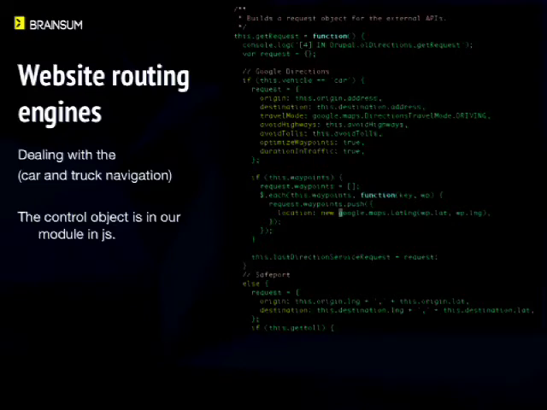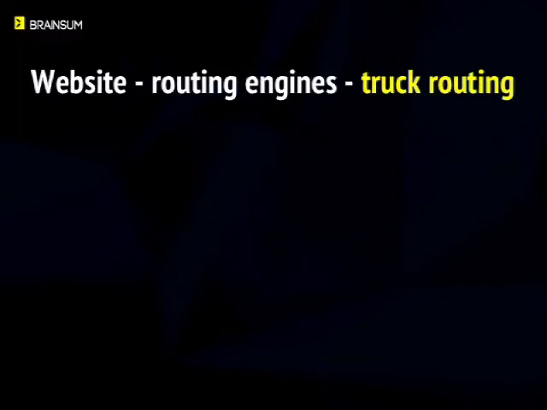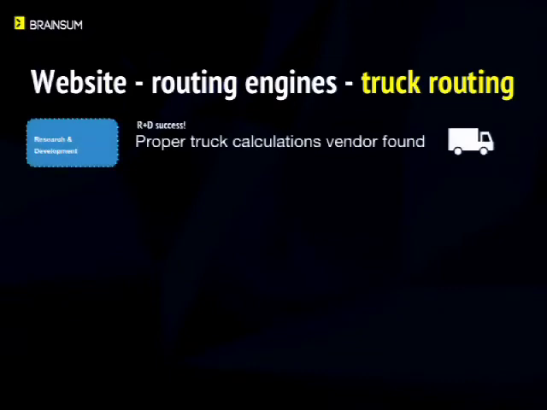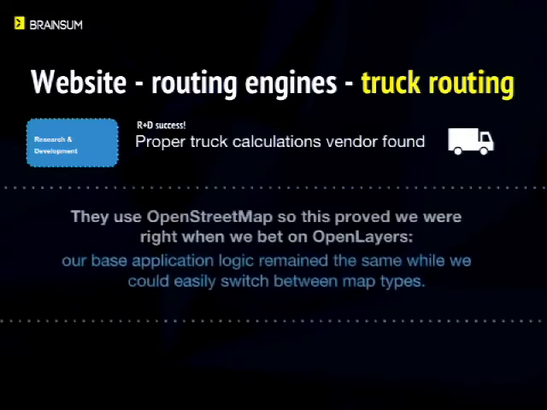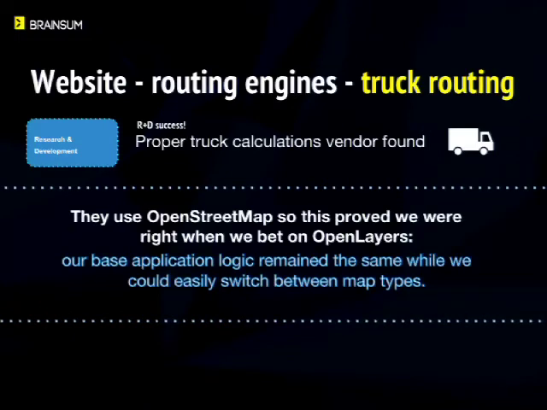Another example with code. This is how we are dealing with the two types of APIs. As you see, this is JavaScript too. If we are in car mode, we are building a Google Directions API request here. And there is the other part of the code where we are starting to build a request for the SafePort API. So the control object, the business logic, is in JavaScript. Okay, so as I said, for truck routing we found a correct service provider. We were able to integrate truck navigation and toll calculations too. So this was a research and development success.